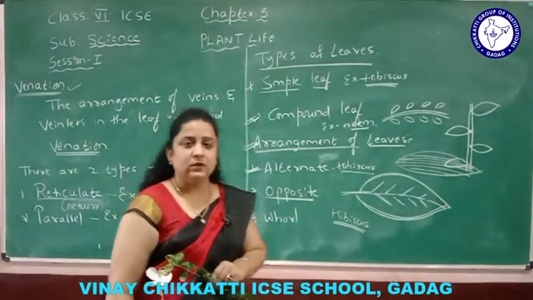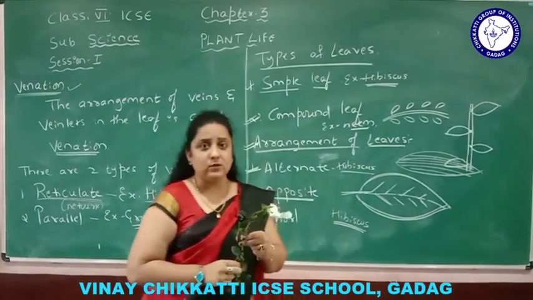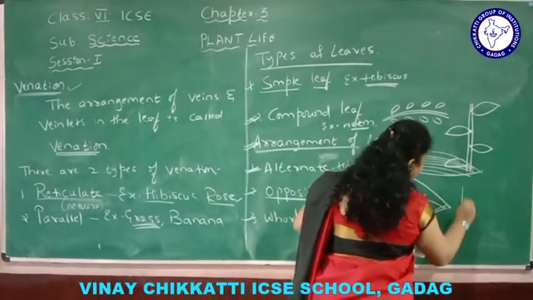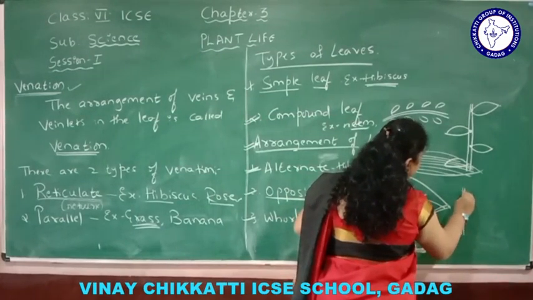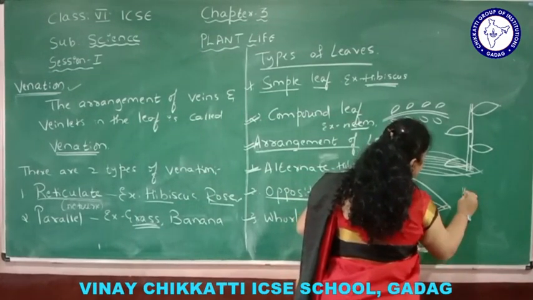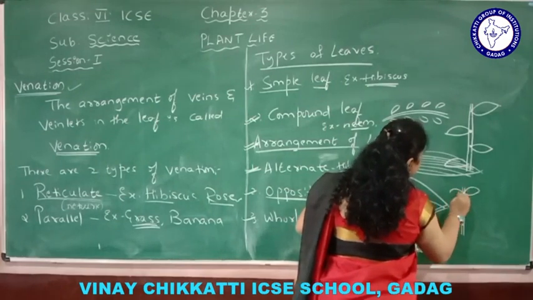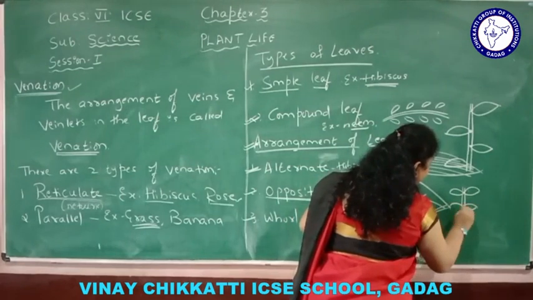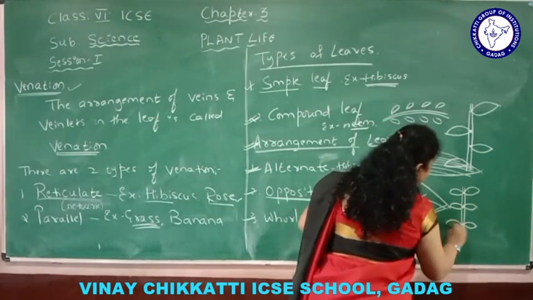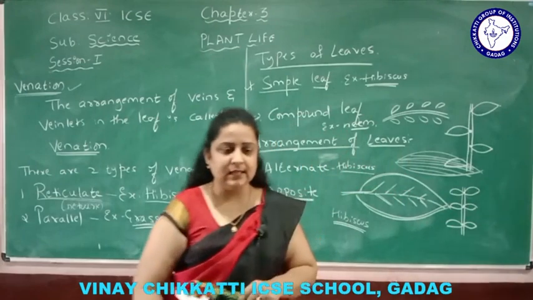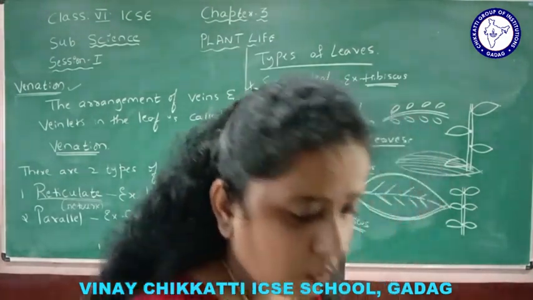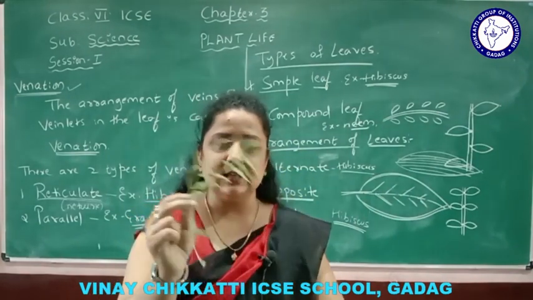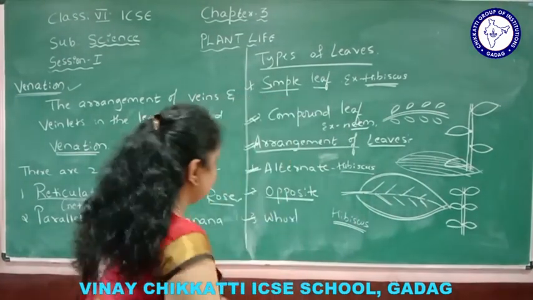Opposite. Now you may be thinking, what is the meaning of opposite here? Now the arrangement of leaves is on opposite sides. This is the stem, this is the node. Means two leaves are arising from the same node opposite to each other. This is the opposite arrangement. As you can see in neem, as I showed you, this is the opposite arrangement. See, one leaf is here, one leaf is on the opposite side. This is an example of opposite arrangement.